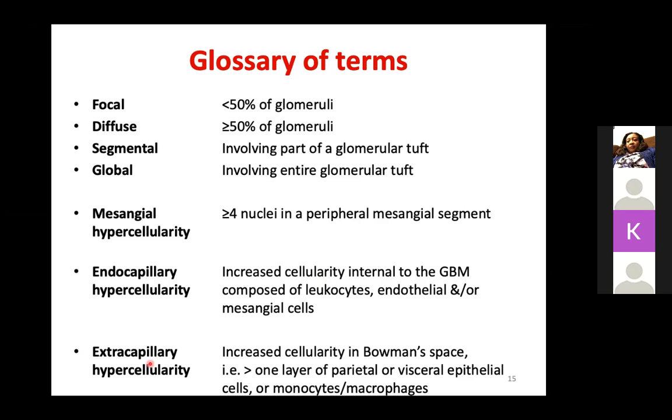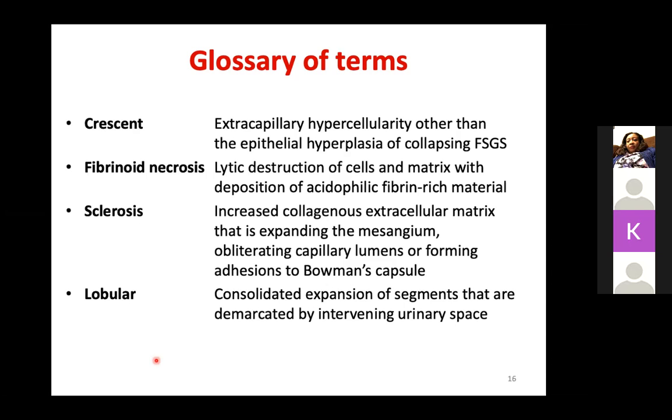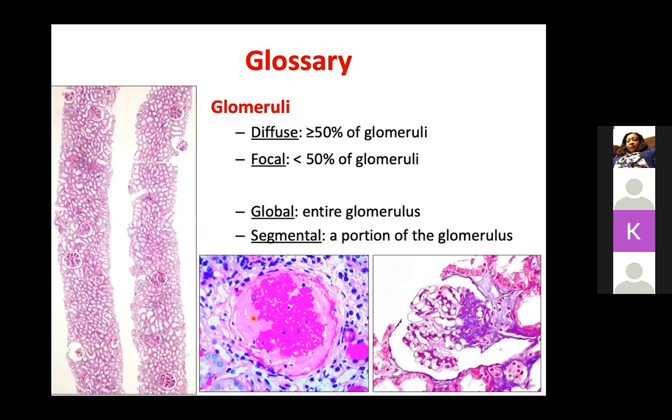Extracapillary proliferation is anything which is seen within the Bowman's space. That extracapillary proliferation is also known as crescents, and we have different definitions of that. Fibrinoid necrosis is when you see the glomerular tuft replaced by fibrinous material. It's fibrillar material with different staining characteristics. Over time, the same fibrinoid necrosis will become sclerotic, with a paler, hyaline look, which we call sclerosis. And lobular is something which I'll show you when I show you some examples.